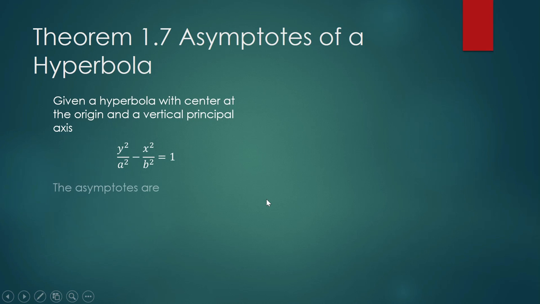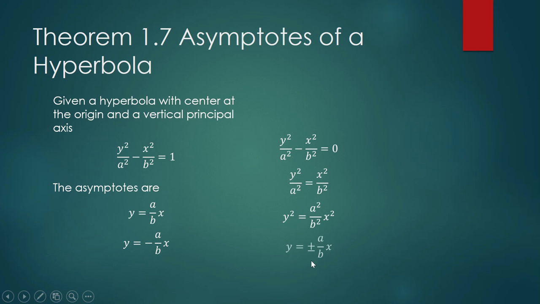These are the asymptotes. One has a positive slope, the other has a negative slope. Again, if you want to solve for the equations of these asymptotes, all you have to do is equate this to 0 and solve for y. The square root of y squared is plus or minus a over b times x. So this is the pair of asymptotes for your hyperbola with center at the origin and whose principal axis is vertical.